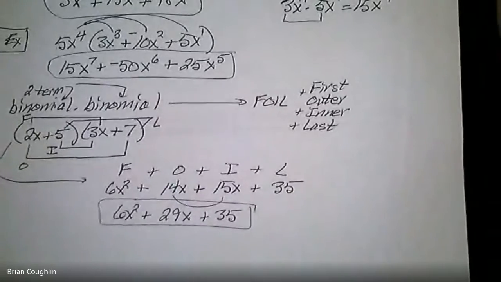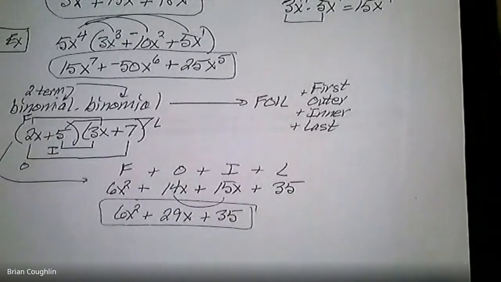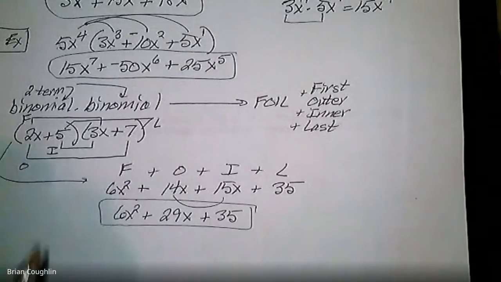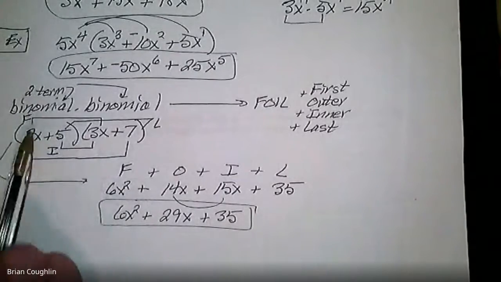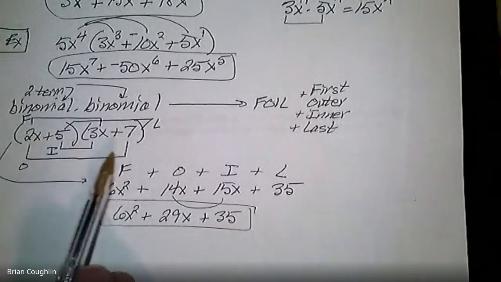That's called FOIL. So that's a way to do multiplication of binomial times binomial. It only works with binomials because that's the only way you'll have a first, outer, inner, last if you have two terms. Make sense?